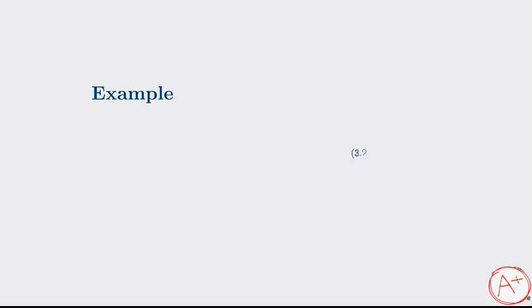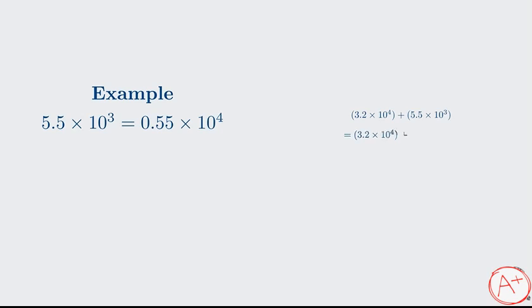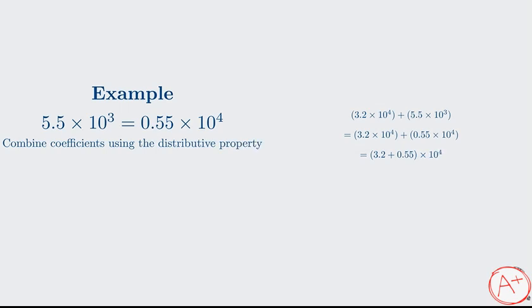Let us calculate 3.2 times 10 to the power of 4, plus 5.5 times 10 to the power of 3. First, identify the smaller exponent. Here, 10 to the power of 3 is smaller than 10 to the power of 4. We shift the decimal point for 5.5 one place to the left to increase its exponent. Now that the powers of 10 match, we combine the coefficients. This gives 3.75 times 10 to the power of 4. Since 3.75 is between 1 and 10, the answer is in its final form.